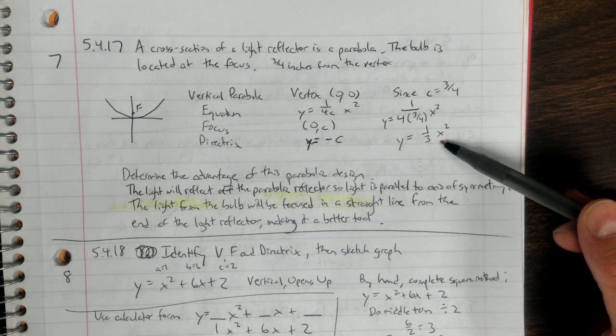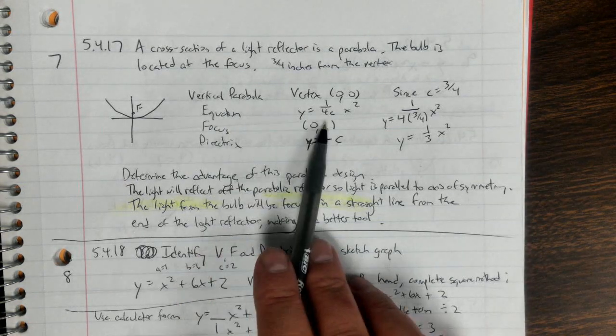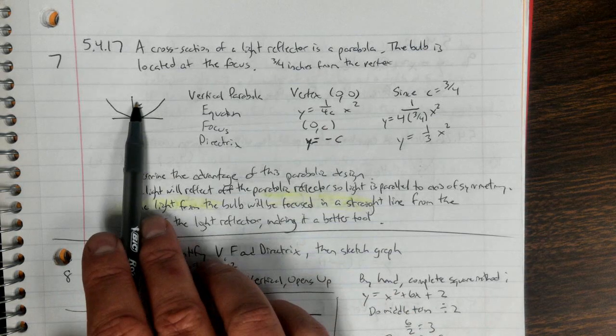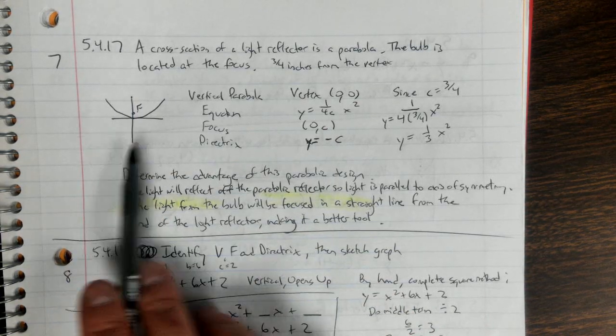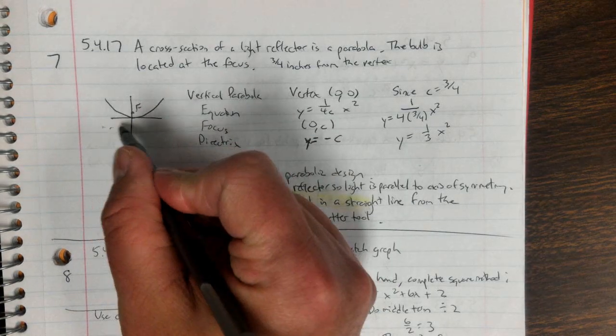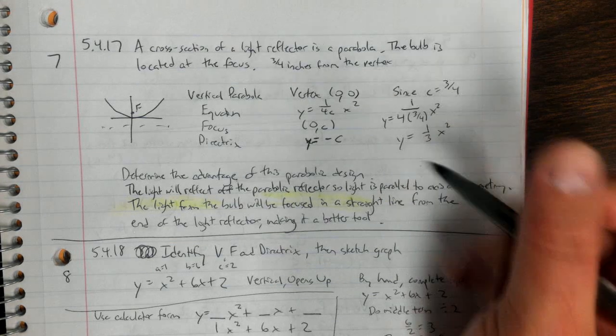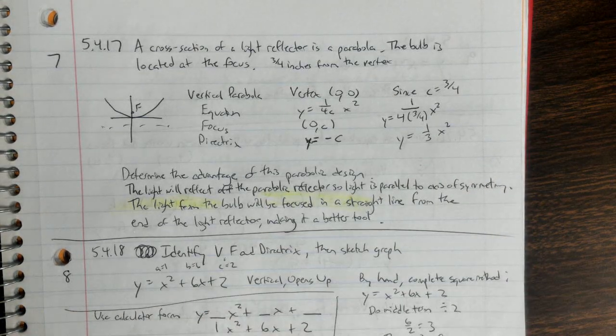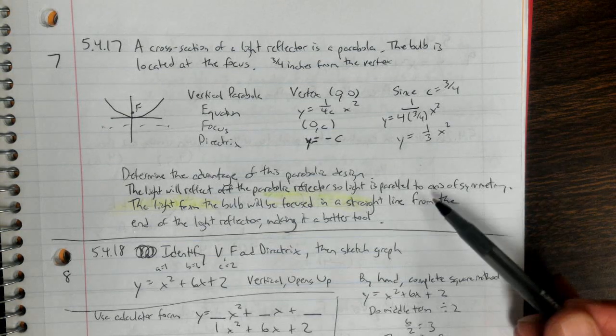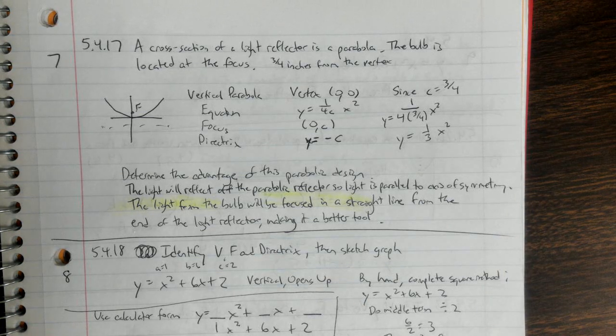So that's your equation. Also, your focus would be 0, c, because it's on the y-axis, and your directrix would be down here, parallel to the x-axis. So then the next part says determine the advantage of this parabolic design. So in this case, the light will reflect off the parabolic reflector, so the light is parallel to the axis of symmetry. Light from the bulb will be focused in a straight line from the end of the reflector, making it a better tool.